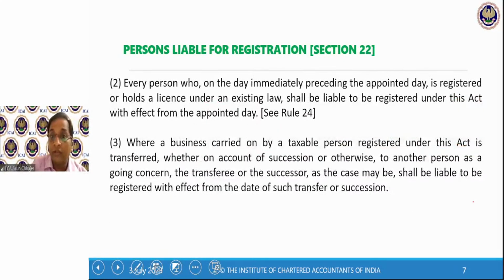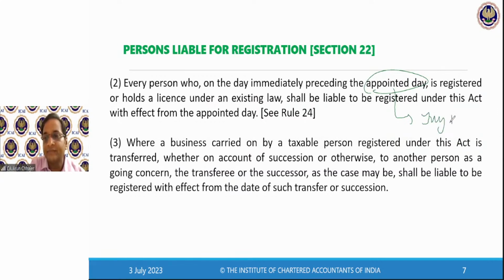What is the meaning of the next question, aggregate turnover? Sorry, pointed day. It means July 1, 2017, the day when the GST was introduced. What other question is there? So, right. That's subsection 2, subsection 3, subsection 4. There is no threshold limit.